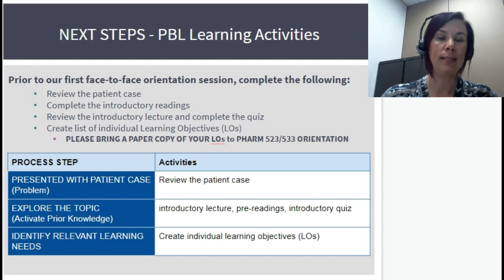When we meet at Spring Institute, we're going to start engaging in some of the activities that we would do in our PBL process for 523 and 533. To adequately prepare, please complete the following activities. Take a look at the patient case that is posted for you in eClass. Complete the introductory readings that are posted. Then take a look at the introductory lecture, and once you feel comfortable with the content, complete the short quiz that assesses your knowledge after just doing these introductory activities.